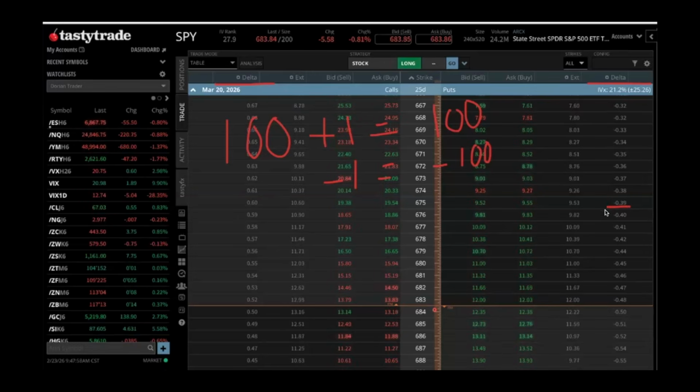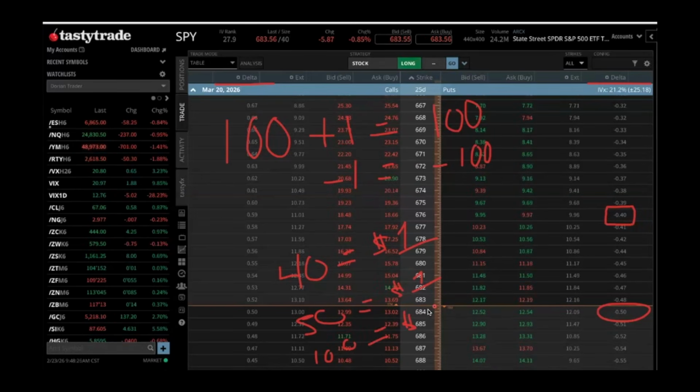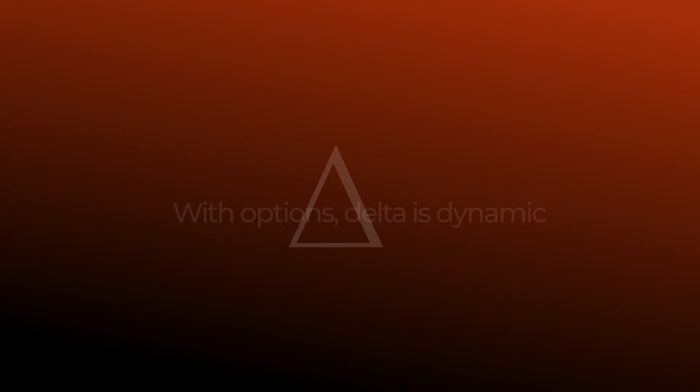So if you bought or sold an option at a 40 delta, what that means is initially it's moving 40 cents for every $1 move of the underlying of this stock. If it was a 50 delta, it means it's moving 50 cents for every $1 move. It can be 100 delta or 1, and that would mean it's moving dollar for dollar, $1 for every $1 move. But delta is dynamic, as I mentioned, so delta can go all the way to 1 or 100, or it can go to 0.